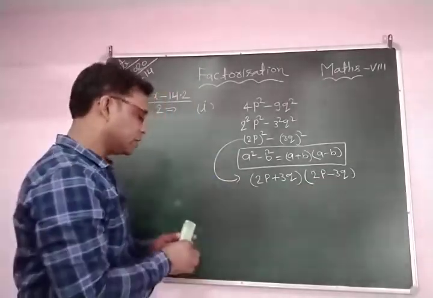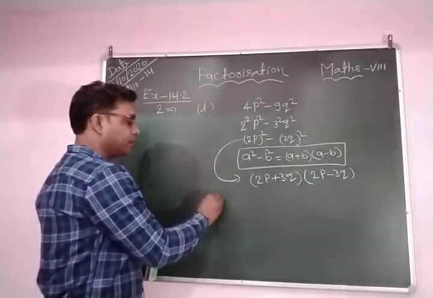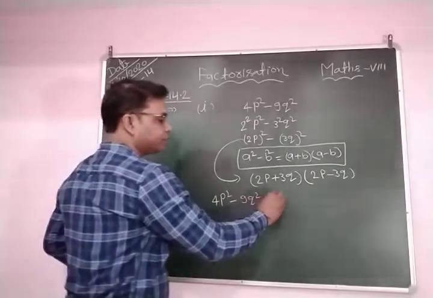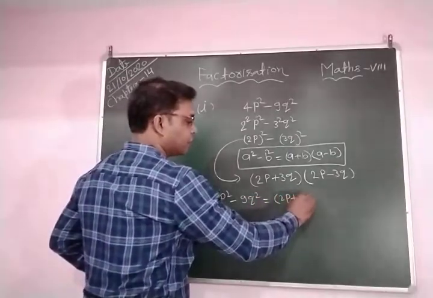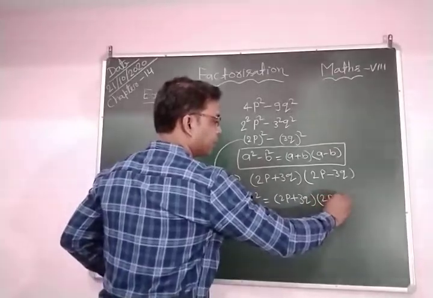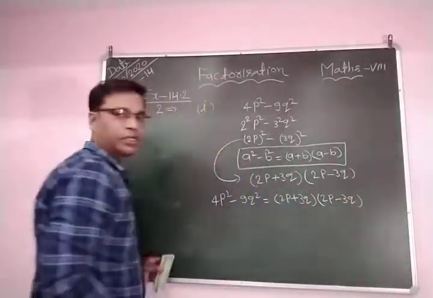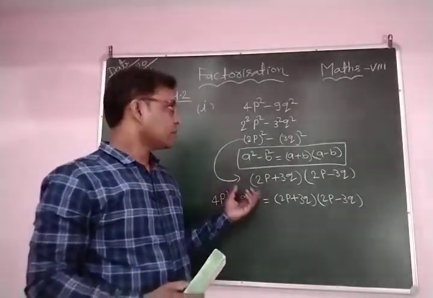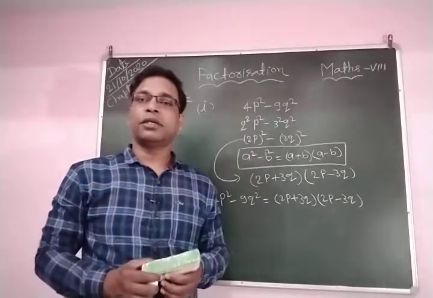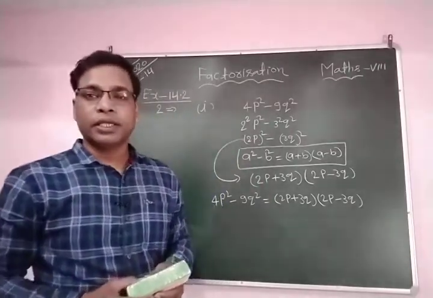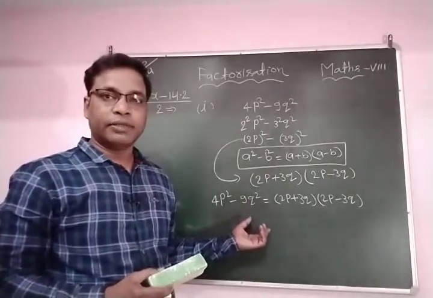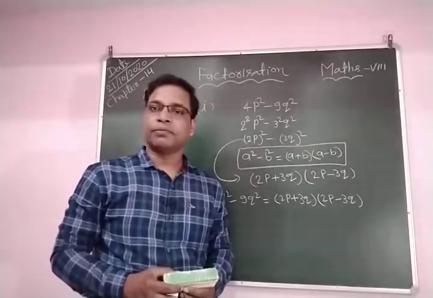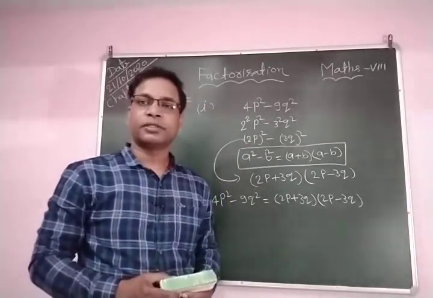So in this way you can see we find the factors of 4p square minus 9q square, which is equal to 2p plus 3q into 2p minus 3q. Clear? So I hope all of you understood this question, that we need to find the factors. In this way you find the factors of this algebraic expression: 2p plus 3q into 2p minus 3q.